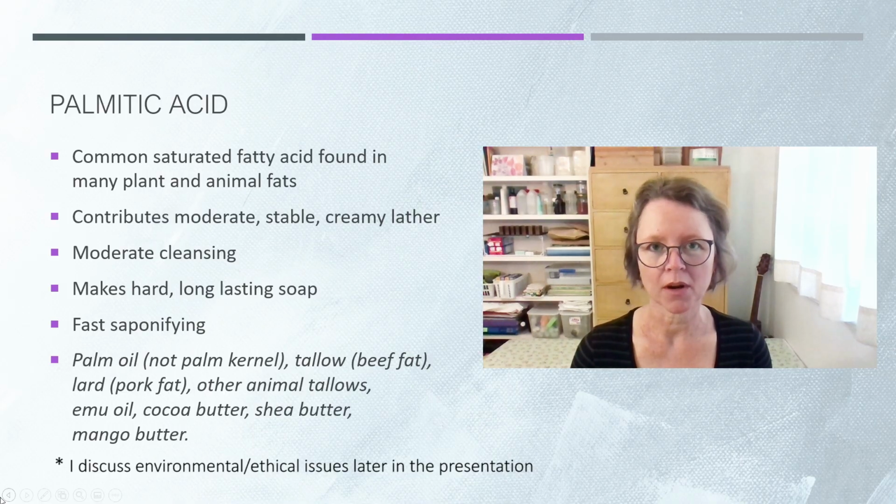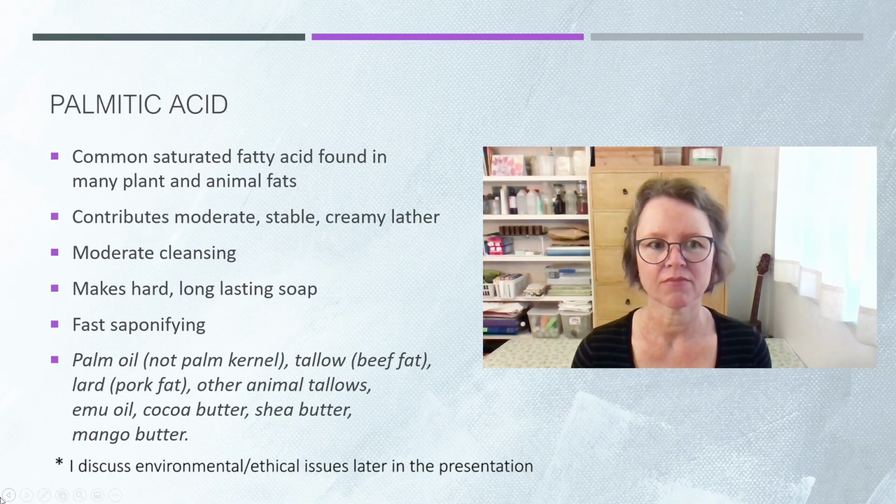Palm oil is probably one of the most common examples of a soap making oil that's high in palmitic acid, and you can see the name palmitic probably came from palm oil. So palm oil, not palm kernel, but palm fruit oil. Tallow, so beef fat. Lard, which is pork fat. Other animal tallows. Emu oil, cocoa butter, shea butter, lots of the butters are high in palmitic acid as well. So those are some examples.